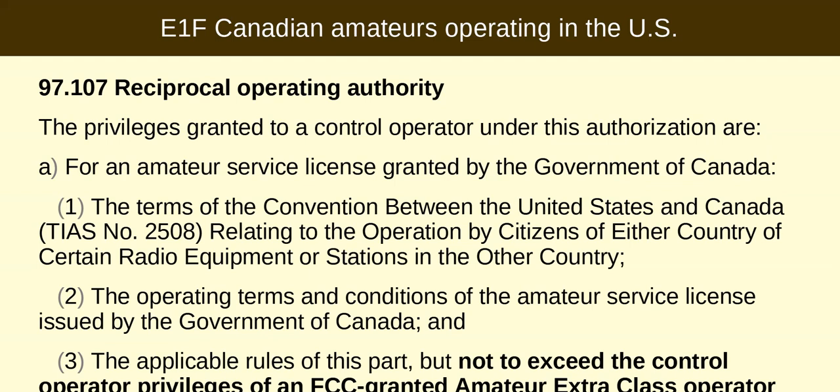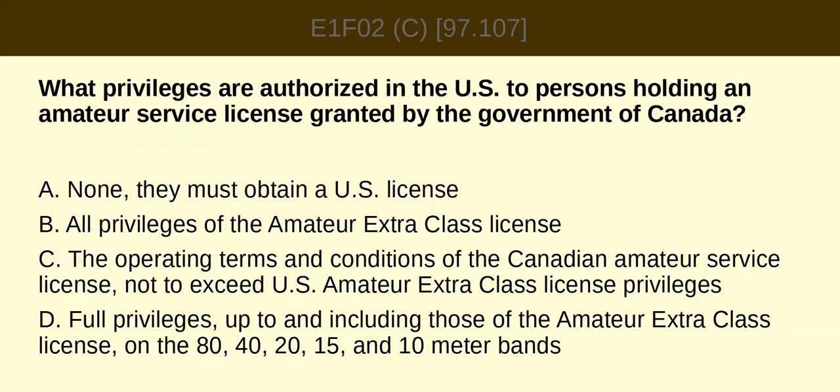Reciprocal operating authorities. It's another Canadian one. So if you've got a Canadian license, this is just the Part 97 rule that talks about the previous slide, that they have privileges not to exceed the FCC amateur extra class. And since it's reciprocal, I would assume there's a similar thing for us operating in Canada. See, Charlie, sounds good.